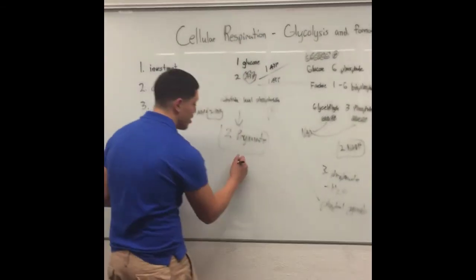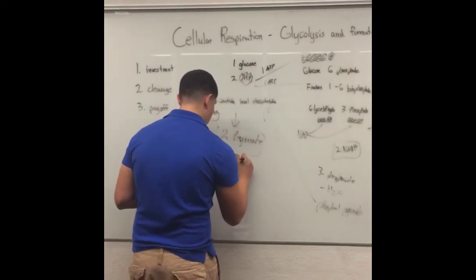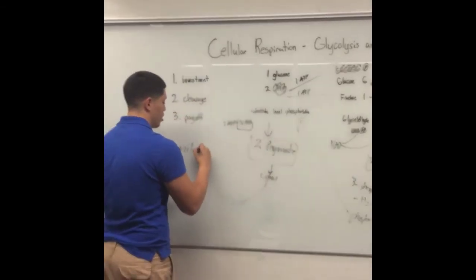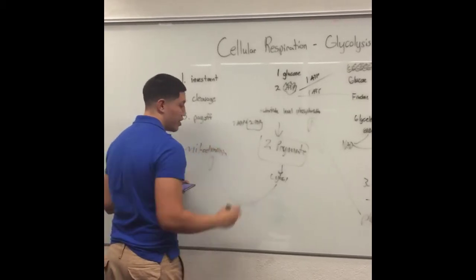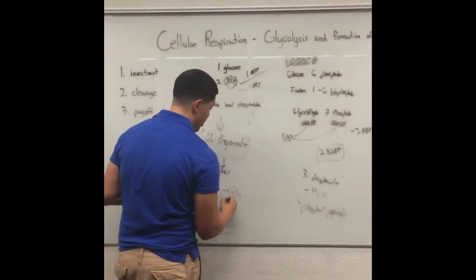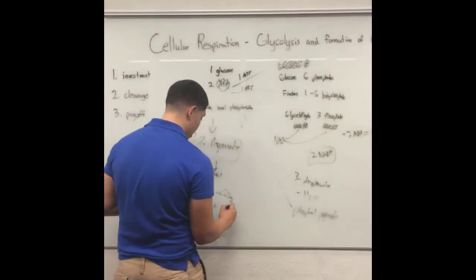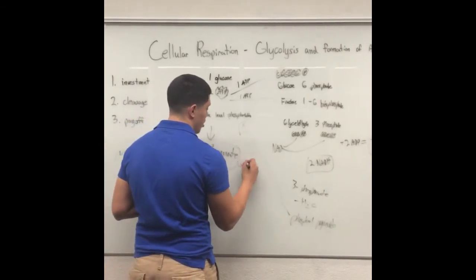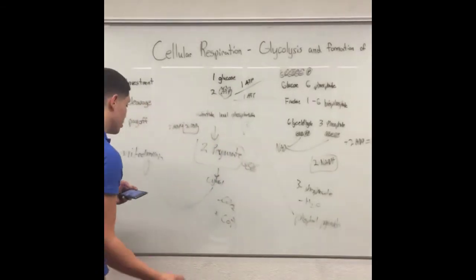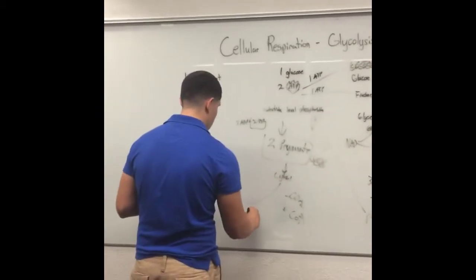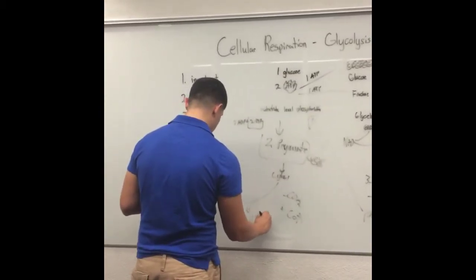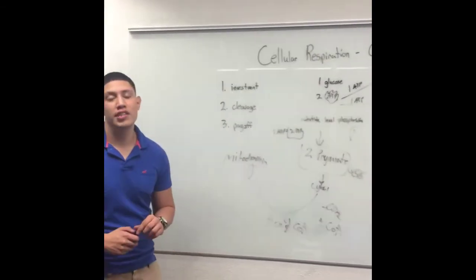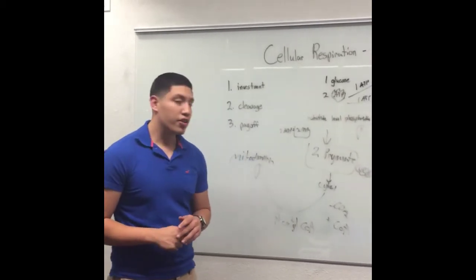Pyruvate is going to make its way through the cytosol, and on its way through the cytosol, it's ultimately going to try to end up in the mitochondria. But on its way there, it's going to lose a carbon dioxide, and it's going to gain coenzyme A. And since pyruvate is a 3-carbon, it's going to lose one of these, and ultimately going to make us acetyl coenzyme A. And acetyl coenzyme A is going to make its way through the mitochondria, where it's going to be the main molecule for the Krebs cycle.